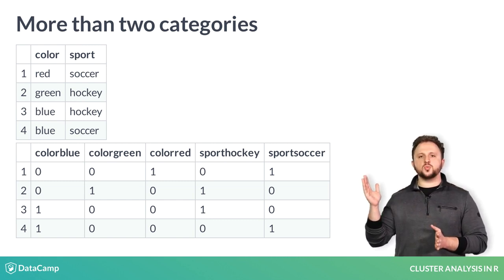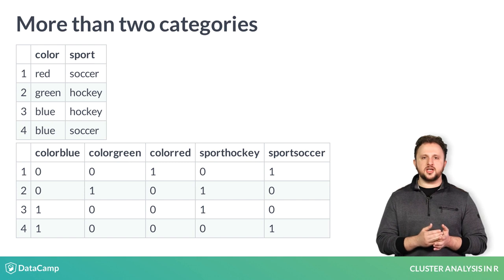Take a look at observation 1, whose favorite color was red and favorite sport is soccer. After we dummify our data, shown in the table on the right, this observation now has a value of 0 for every dummified feature except for the color red and the sport soccer, where the value is 1. Once our data is dummified, it's just a matter of calculating the Jaccard distance between the observations.